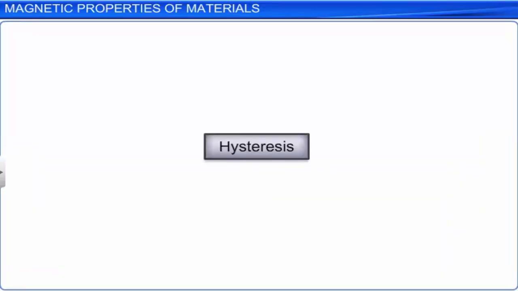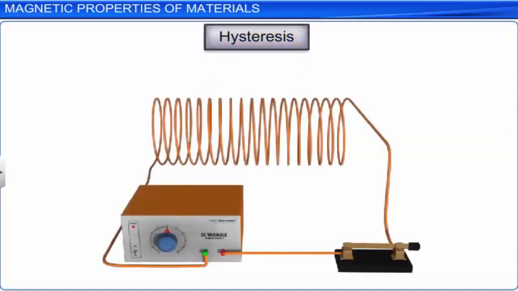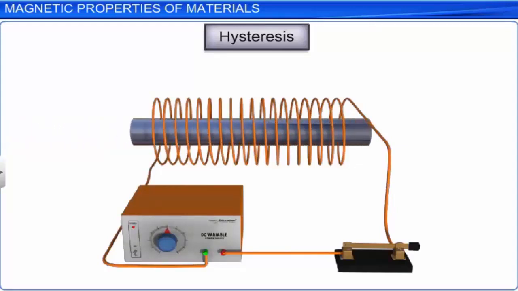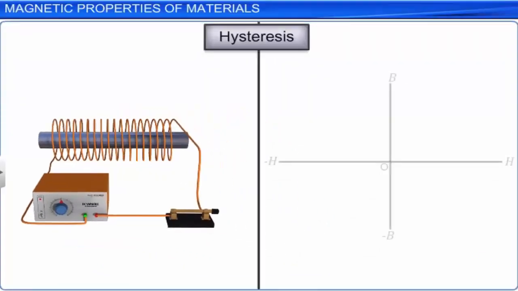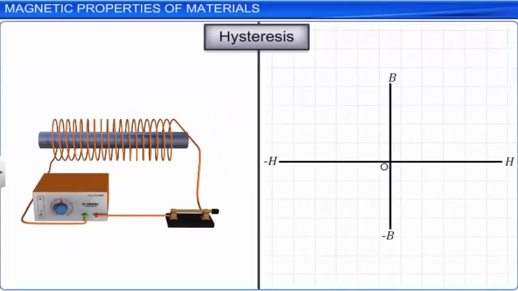Let us now discuss hysteresis of a ferromagnetic substance. The relation between the magnetic field induction B and the magnetic intensity or applied magnetic field H is complex and is often non-linear. To understand this, consider an unmagnetized ferromagnetic material in the core of a current-carrying solenoid. Let us see the magnetic behavior of the ferromagnetic material through one cycle of magnetization by plotting a graph with H on the x-axis and B on the y-axis.